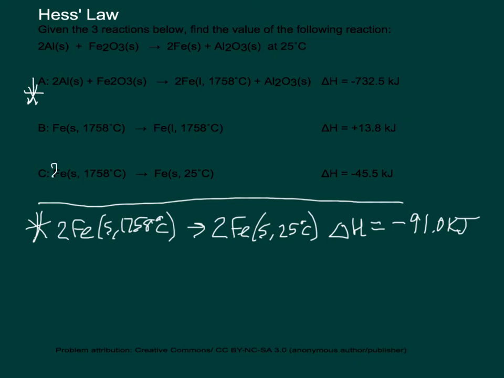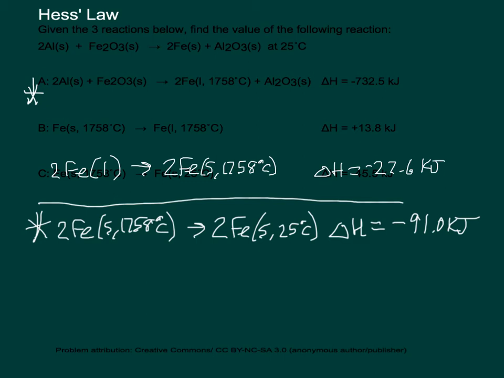So I'm going to end up with 2 Fe liquid at that 1758 and 2 Fe solid at 1758 degrees Celsius, for a delta H now of negative 2 times this. The negative because we flipped the reaction, the 2 because we multiplied it by 2. So that is going to come to negative 27.6 kilojoules. Sorry, that 7 looks like a 2. There we go. And so this reaction is gone, and this is our new reaction B.